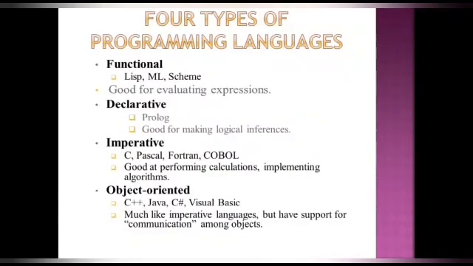And there are four types of programming languages: functional, Lisp, ML, and Scheme, good for evaluating expressions. Then comes declarative, Prolog, good for making logical inferences. Then comes imperative, C, Pascal, Fortran, COBOL. They are good at performing calculations and implementing algorithms. And last, object oriented, C++, Java, Visual Basic, much like imperative languages but with support for communication among the objects.